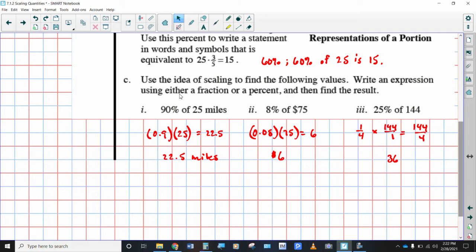Okay, so when you find the percent of a number, you can convert your percent to a fraction or a decimal and then multiply it, and what you get as a result of that will be the correct answer to this percent problem.